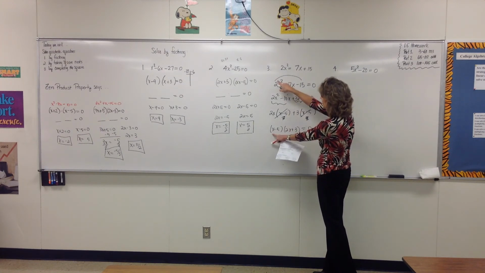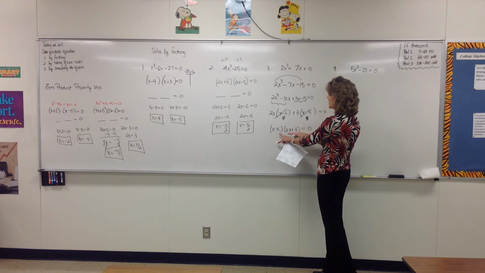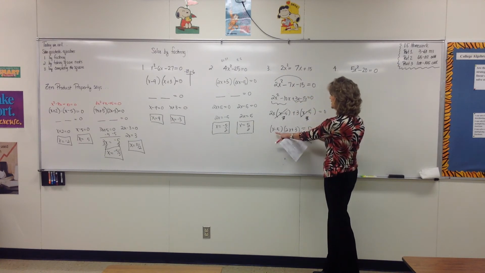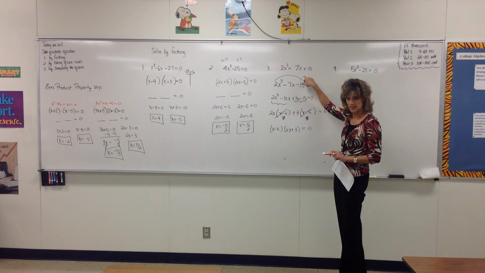Double check it, make sure we factored it correctly. 2x squared, we got that. 3x minus 10x gives negative 7x. Last times last, negative times positive, that does give negative 15.